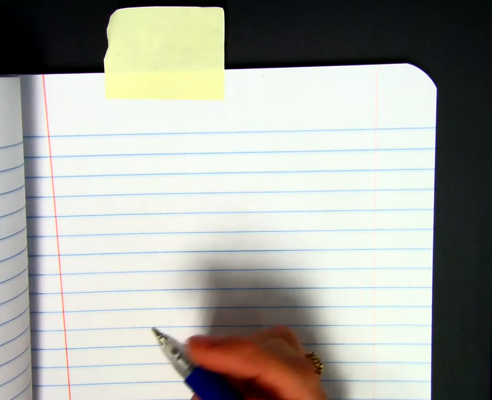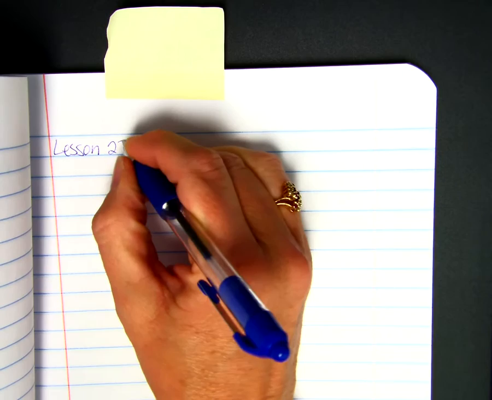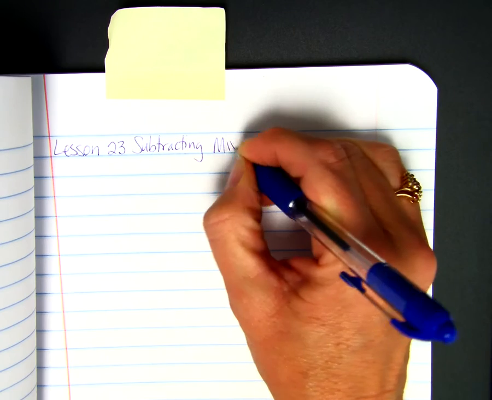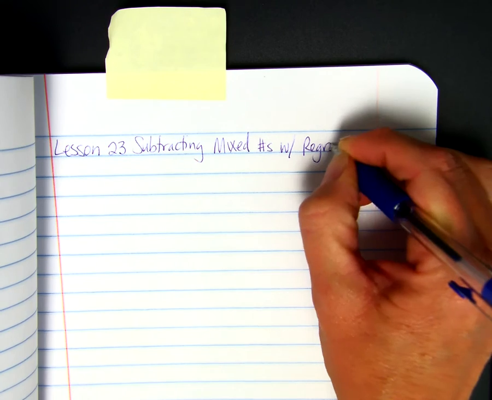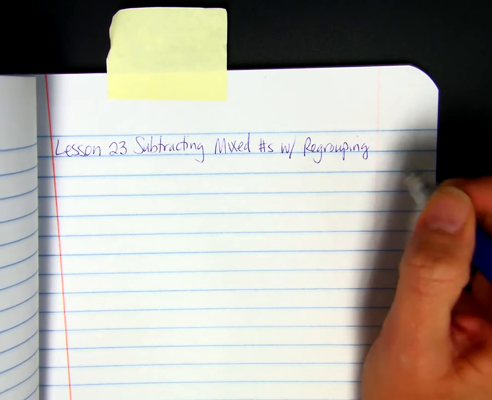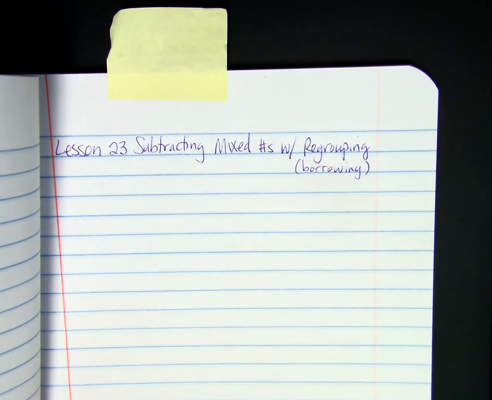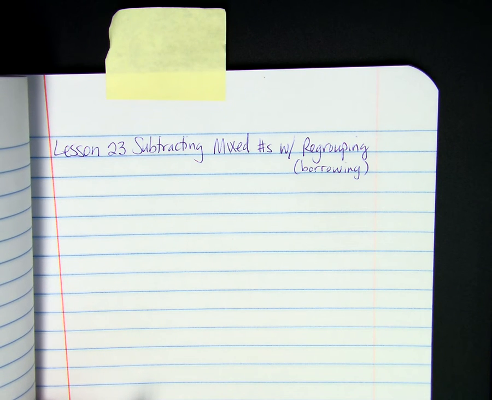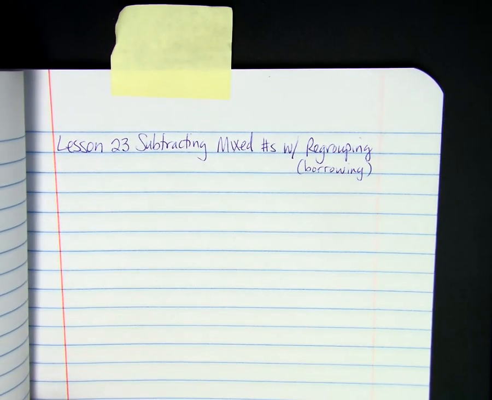Lesson 23, subtracting mixed numbers with regrouping. And another word for regrouping is borrowing. So kind of similar to when we borrow when we're subtracting. And in this lesson, I'm purely just going to show examples.